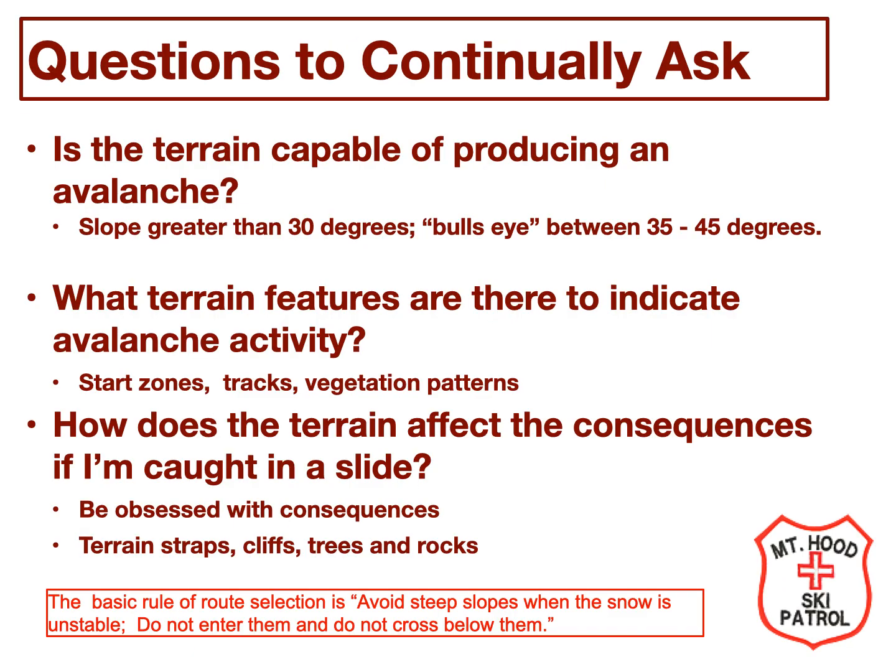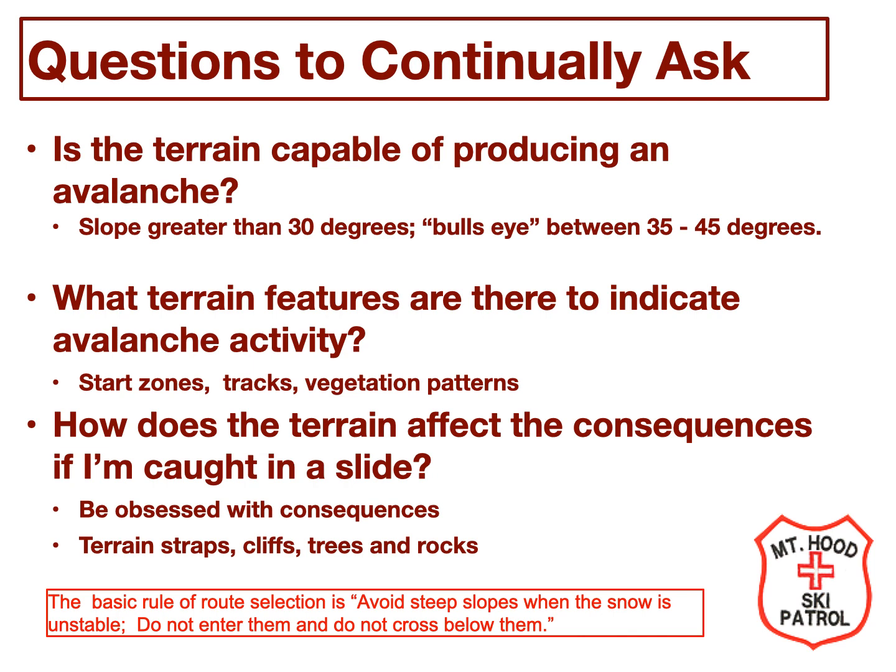So this brings us to the end of our terrain module. Keep in mind the 3 questions we stated in the beginning. Is the terrain capable of producing an avalanche? What terrain features are there to indicate avalanche activity? How does the terrain affect the consequences if I'm caught in a slide?